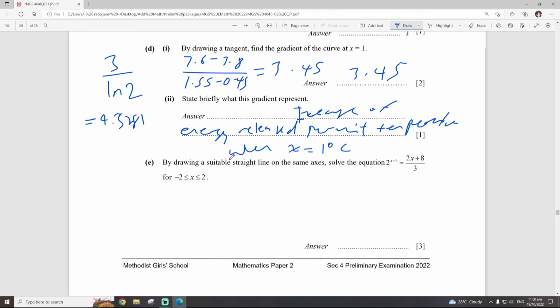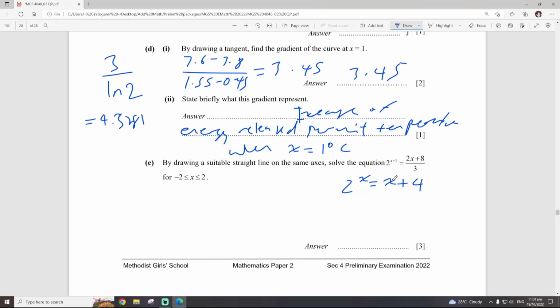Sorry. By drawing a suitable straight line, solve this equation. Okay, so 2x plus 1. What I'm going to do is rearrange this equation. If I divide by 2 on both sides, I can get this to be over 6. And if I want to get the 3 on this side, I need to multiply by 3. So I actually get 2 power x equals x plus 4. Okay.